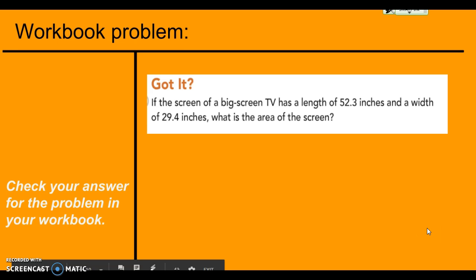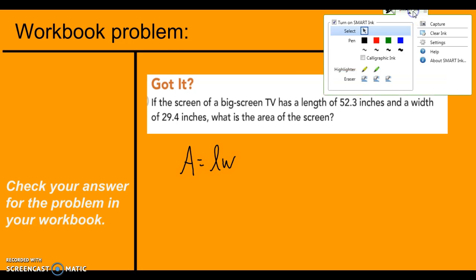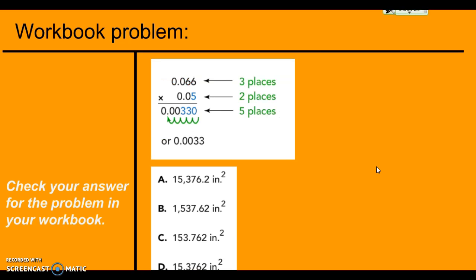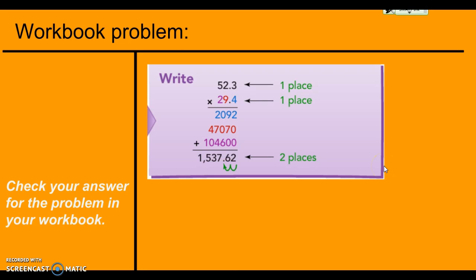This problem can be found in your workbook. You've got a big screen TV that has a length of 52 3/10 of an inch and a width of 29 4/10 of an inch. What is the area of the screen? Here again, remember that area equals length times width. Remember to use that formula as you're working out this problem. Now, check your answer and make sure that you correct any mistake that you have.